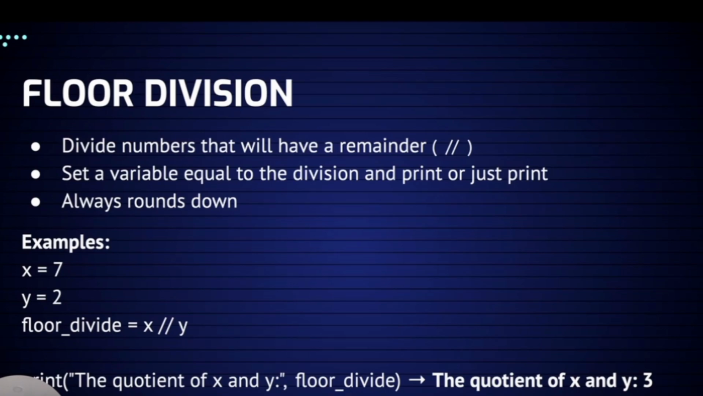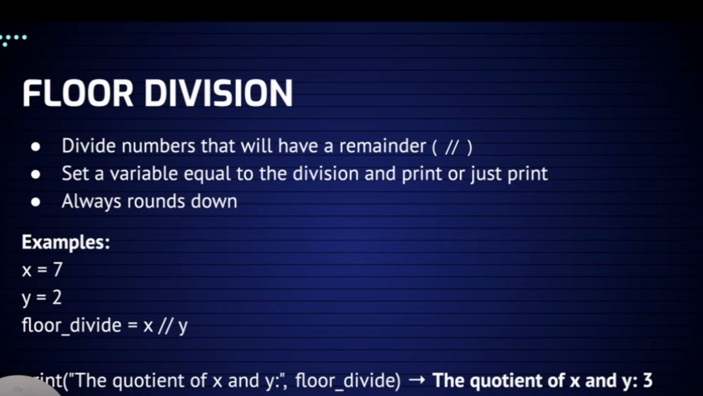So floor division is a little bit different. It divides numbers that will have a remainder, and it uses 2 forward slashes. So same thing here, you could set a variable equal to the division and print it, or just print it, and floor division always rounds down.